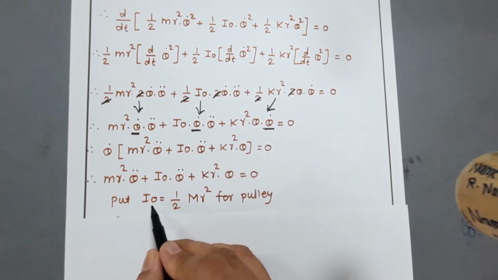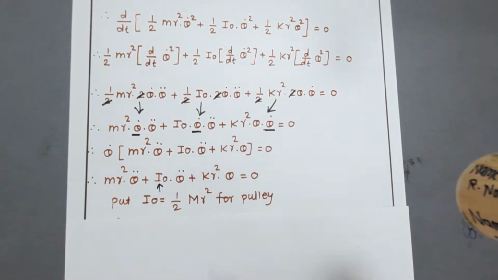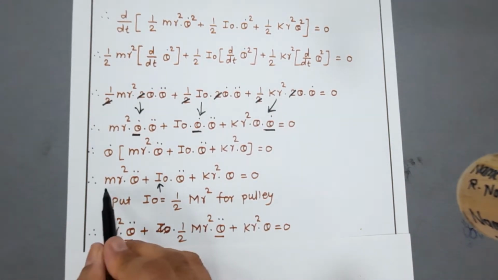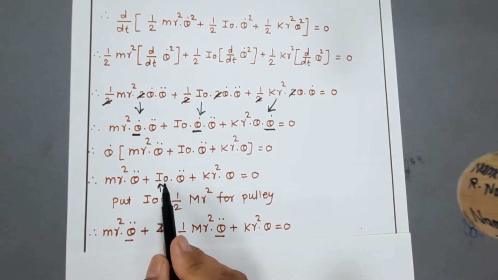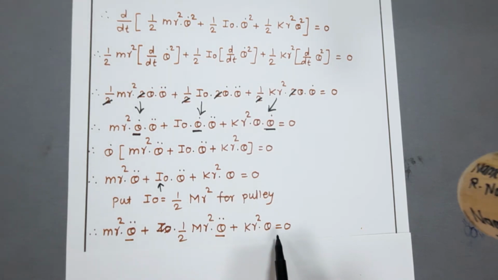Hence the value of moment of inertia for the pulley, I0, is equal to 1/2 M r². We are going to put this value in this equation. So now this equation is converted to m r² theta double dot as it is, and for I0 we put 1/2 capital M r² into theta double dot as it is, plus k r² into theta as it is.